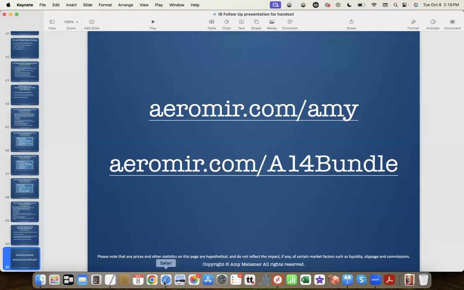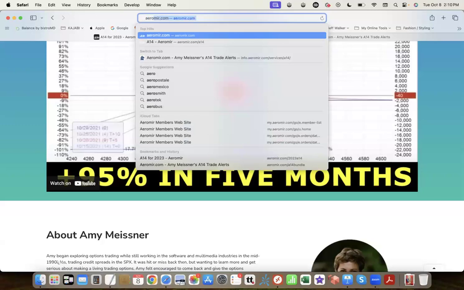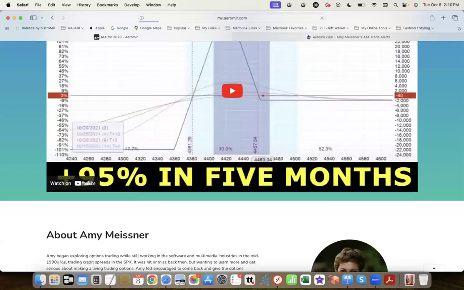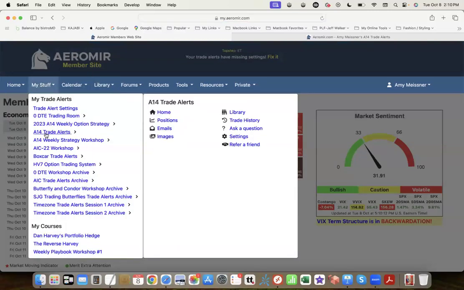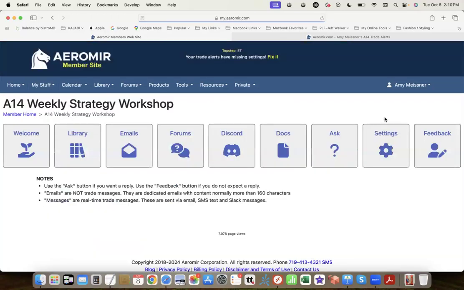Let's go there. If I go to Aramir, under my stuff, you'll see whatever one you have. Let's say you have the A14 weekly strategy. You won't see it on my page as I've got everything, but you'll see a blue button. I think it's on the right, and it should say add alerts or upgrade to alerts or something like that. You can click that button and it'll automatically take you to the page where you can add the alerts service, because it knows that you're already a workshop owner. So that's how you do that, Lindsay.